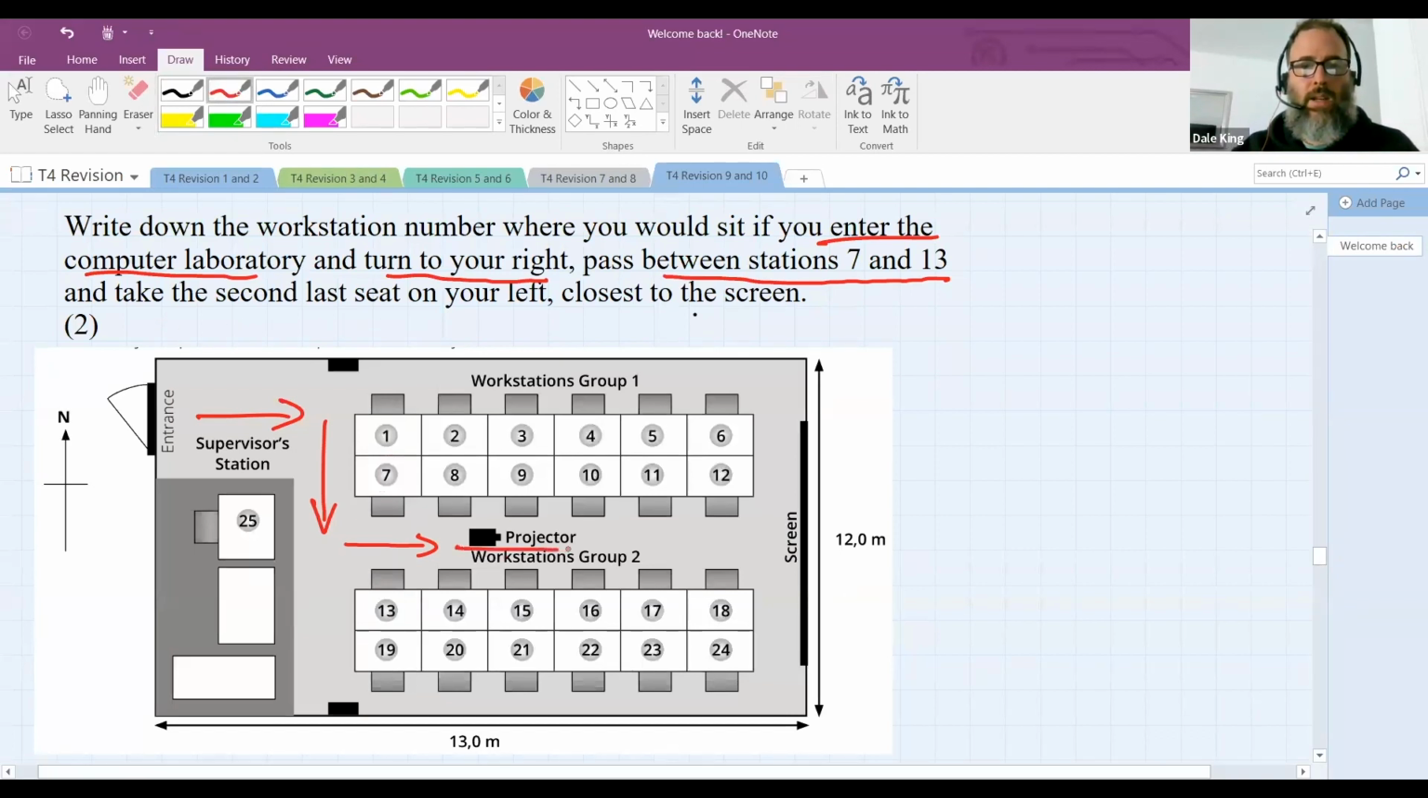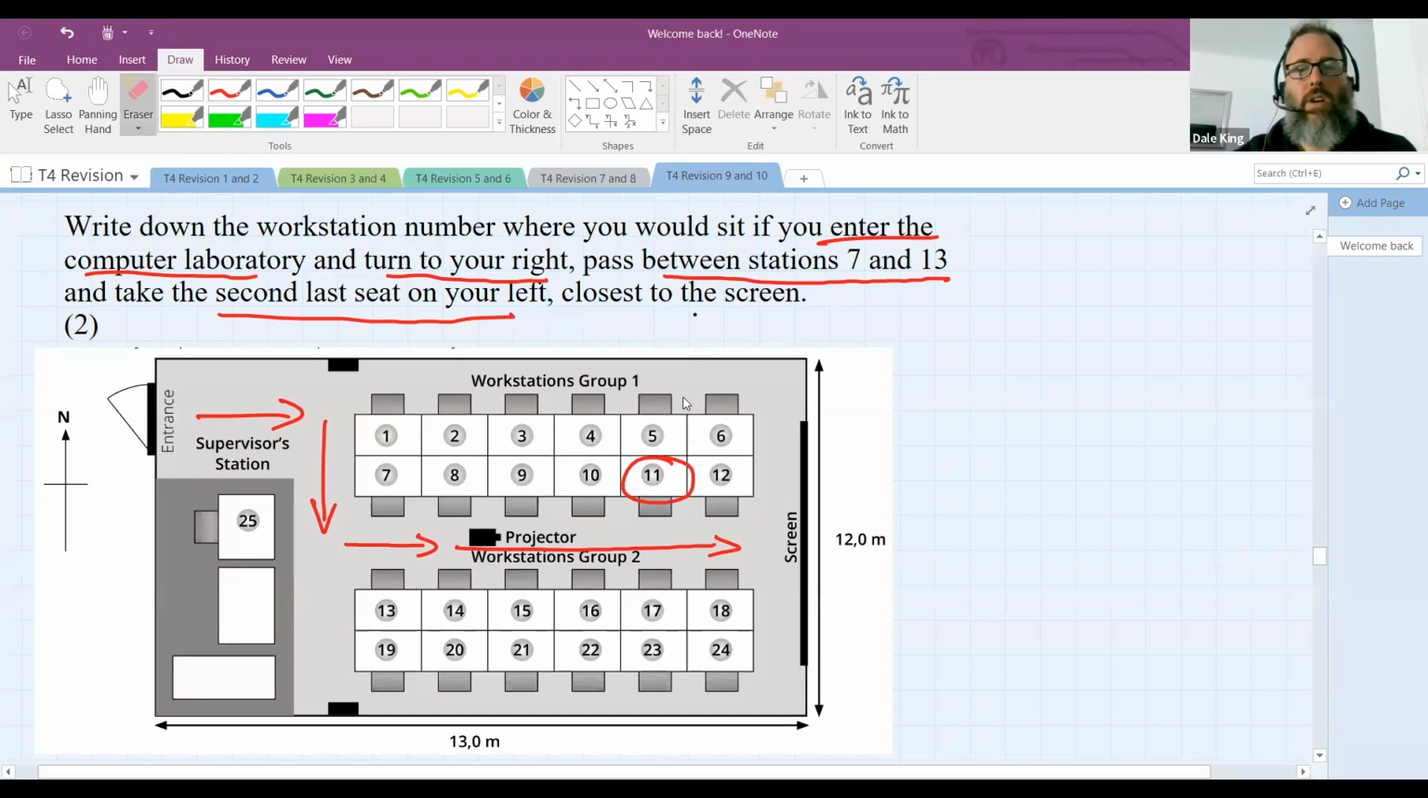If you keep going down here between the two rows of desks and chairs, your last seat on your left is this one, number 12. But we don't want the last one. We want the second last seat on your left, which is number 11. The last one is 12. We want the second last one, which is 11. Okay, Bongi, I hope that helps.